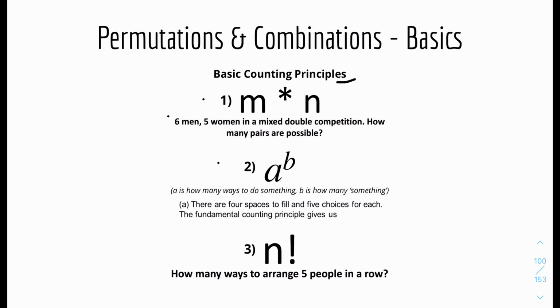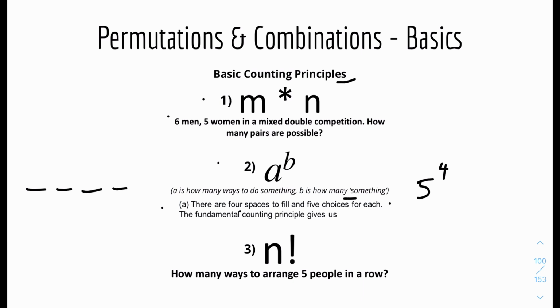And number two, we have a to the power of b. Basically a is how many ways to do something, and the power, b, is how many of something. For example, there are 4 spaces to fill and 5 choices for each. The fundamental counting principle tells us how to solve this: you would do 5 to the power of 4. Because there are 4 things to fill, 1, 2, 3, 4, and there are 5 choices for each.